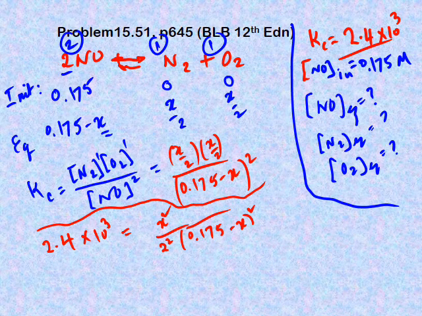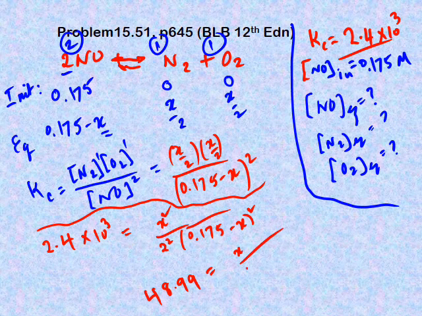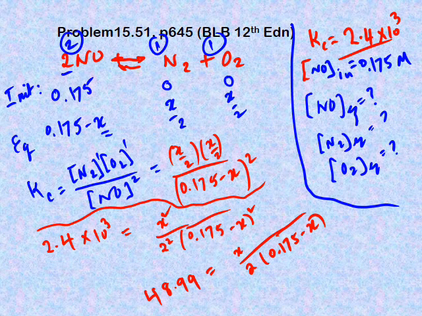So on the left hand side we get 48.99. 48.99 equals x over 2 times 0.175 minus x. So the square is gone now because we took a square root of both sides of this expression. And then you can multiply both sides by 2 to give 98.98, and then do the multiplication of 0.175 minus x on both sides, and then you finally get the x value.